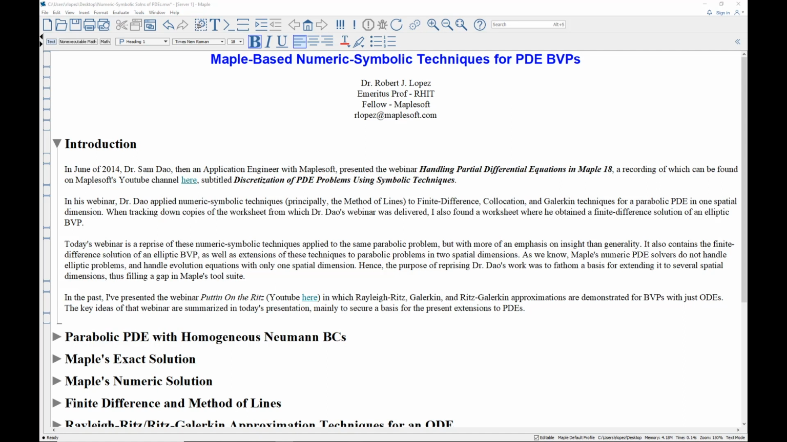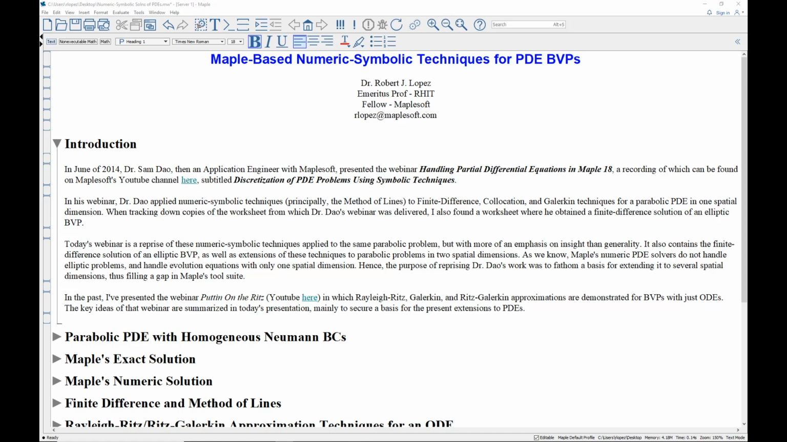I threw in the finite difference solution of the elliptic boundary value problem because it illustrates some techniques that I think were superior to the ones that I used 20 years ago when I was doing this stuff in my advanced engineering math book, and extensions to parabolic problems in two spatial dimensions. Maple's numeric PDE solvers do not handle elliptic problems, and when they handle evolution equations, it's only those that have one spatial dimension.